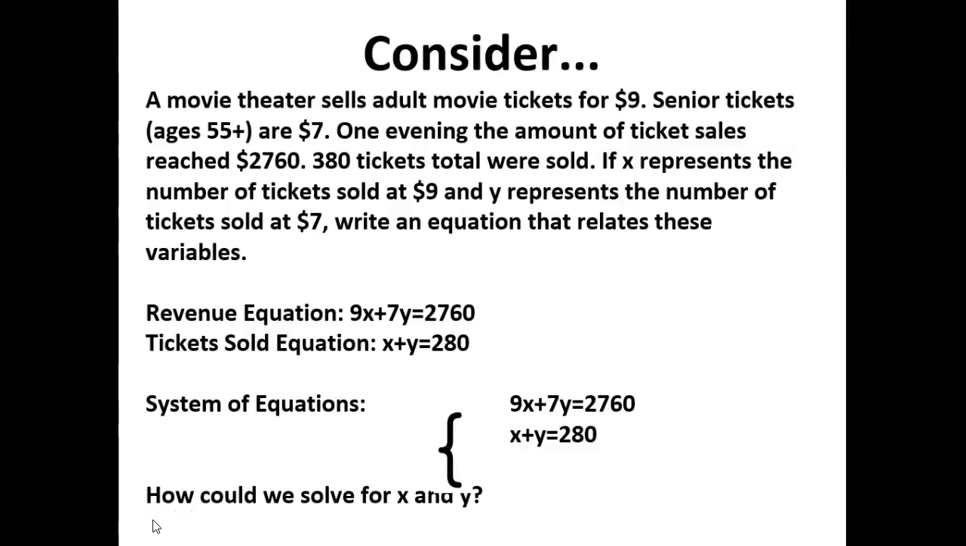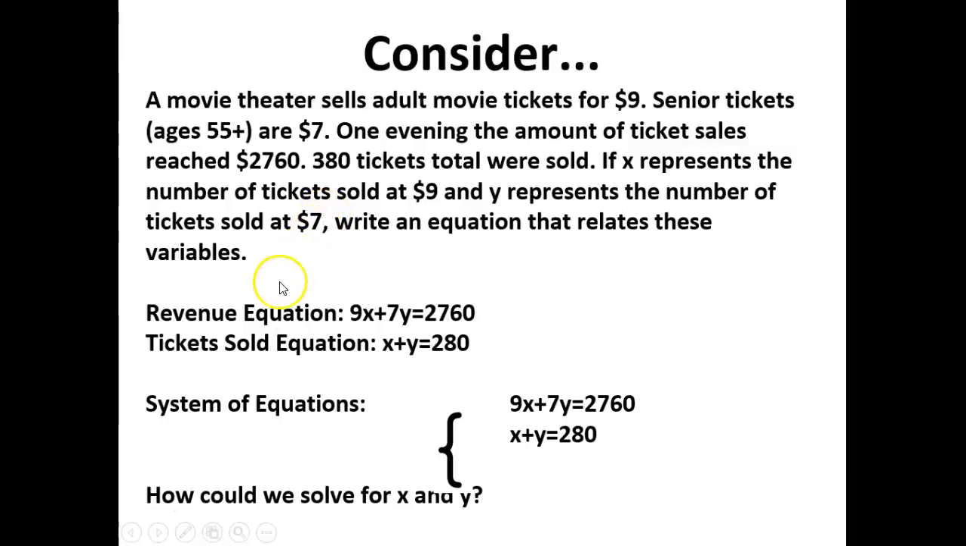An example where something like this shows up is, say, a movie theater sells adult movie tickets for $9. Senior tickets are $7. One evening, the amount of ticket sales reached $2,760. 380 tickets were sold. If x represents the number of tickets sold at $9 and y represents the number of tickets sold at $7, write an equation that relates the variables.